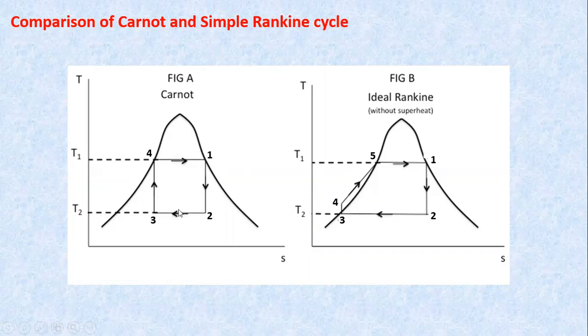Again, one more difference we can see is the condition of the steam leaving the condenser is wet steam in the case of the Carnot cycle, whereas in a Rankine cycle it is saturated liquid. And the main drawback of the Carnot cycle is that it is very difficult to pump the wet steam to the boiler, whereas it is easy to pump the water or saturated water to the boiler pressure.